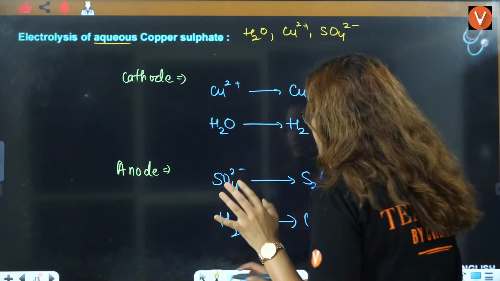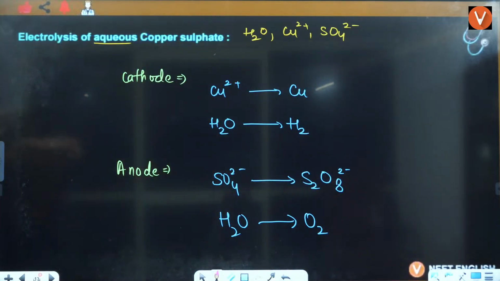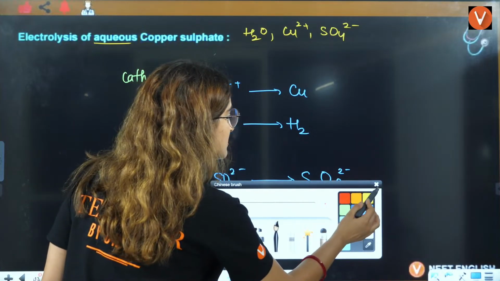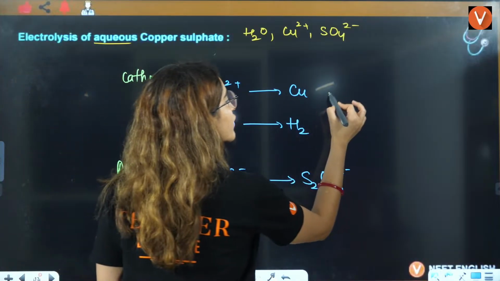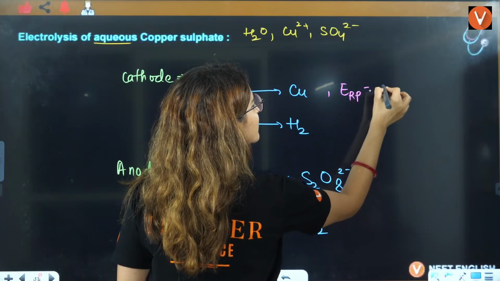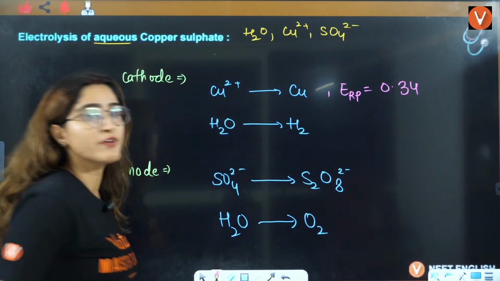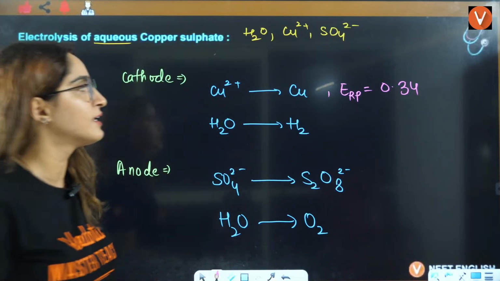Now for copper, it's very, very famous. What is the electrode potential, the reduction potential of copper? We have studied this in electrochemistry and in other places also. Yes, everybody? The reduction potential is 0.34. It is positive. That's why it's so famous. In the d and f block, we have seen that, right?